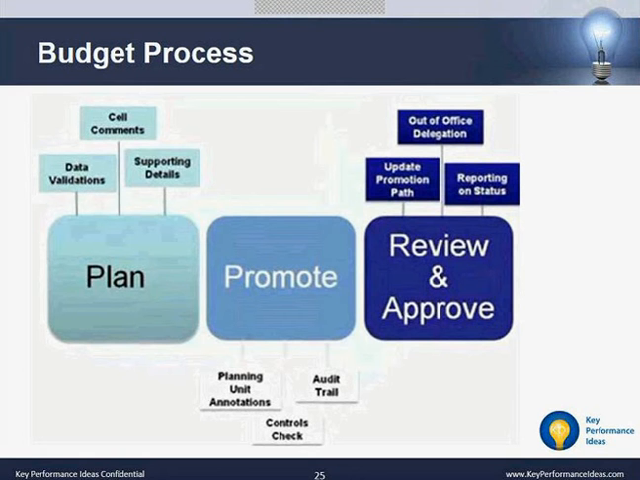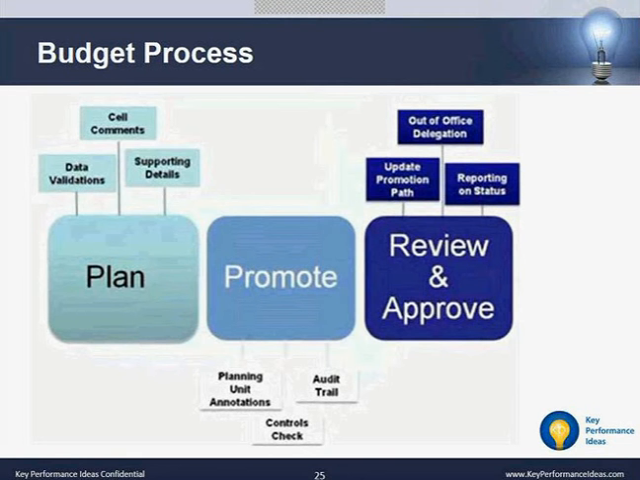The next step is to promote. So within the promotion process, if you're using the approval process, you can also do planning unit annotations that give a little bit more commentary on why your plan is the way it is, and then the reviewers can see those comments. So it's just another way to do comments. You can also do an audit trail and control checks as well. As people are reviewing and approving the process, you can update the promotional path so it is flexible, so it's not cut in stone based on how you originally defined it.